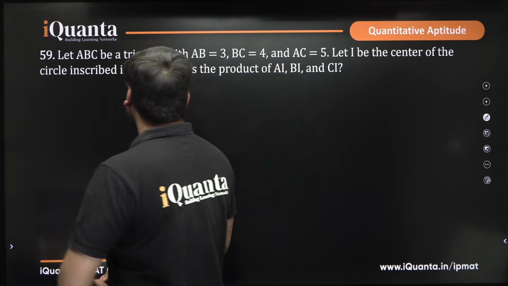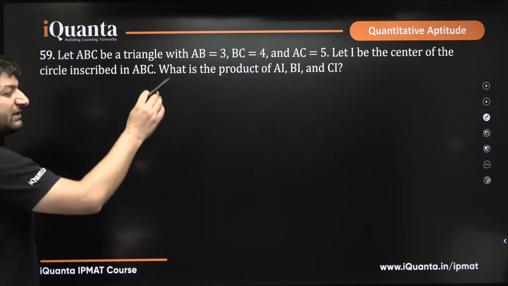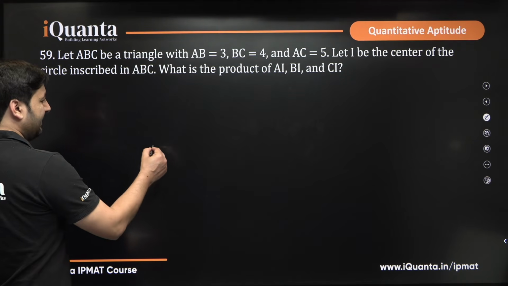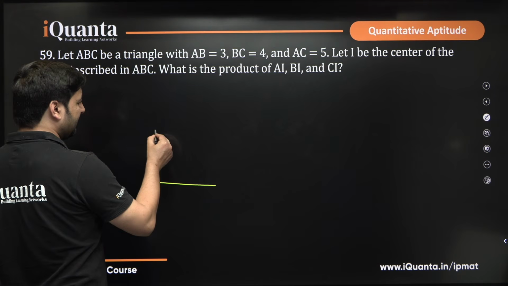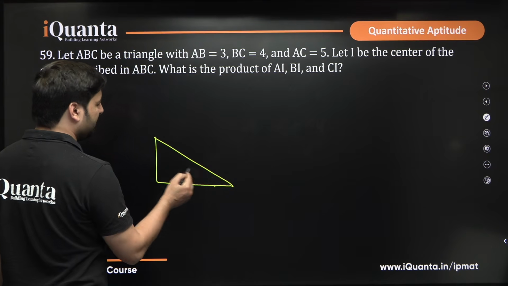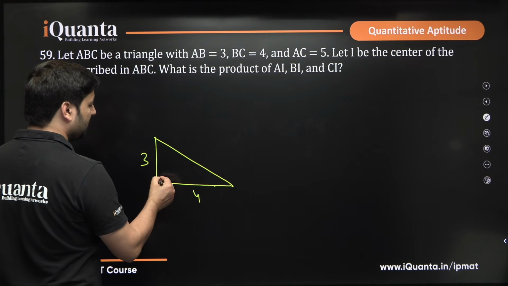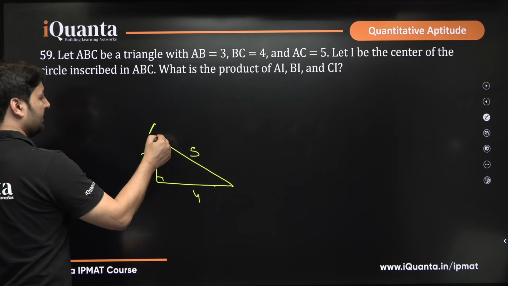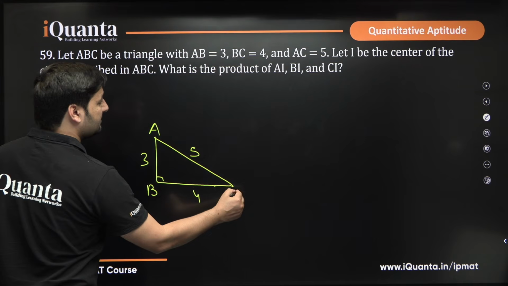Let ABC be a triangle with AB equal to 3, BC equal to 4, AC equal to 5. Now we have solved so much that we can straight away say that this is a right angle triangle. Okay, this is a right angle triangle. So this is 3, this is 4, this is 5. So obviously this will be 3, 4, right angle, and then 5, right. So this is A, B, and then C.